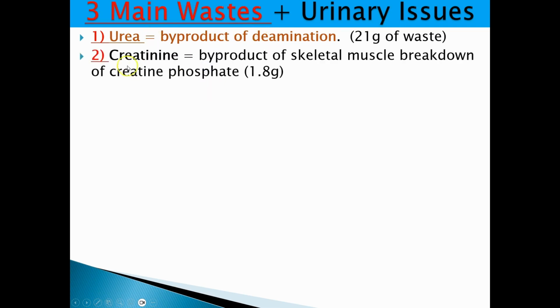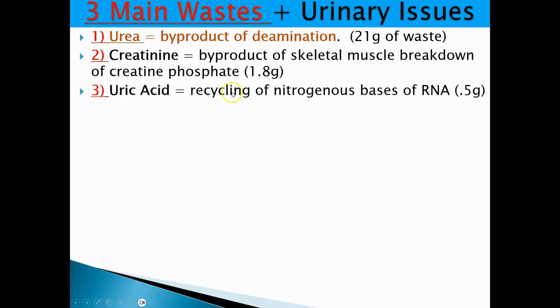But we also have a couple other ones. We have creatinine, and that's what gets measured, if you remember, when we talked about measuring kidney health. There's a measure of creatinine levels. And that's just the byproduct of breaking down creatine phosphate. Sometimes it ends up getting converted to creatinine, which we have to get rid of. So that's the second main one. And then the final one is uric acid, and that's a result from recycling of nitrogenous bases of RNA. So RNA, as it breaks down, ends up producing uric acid.